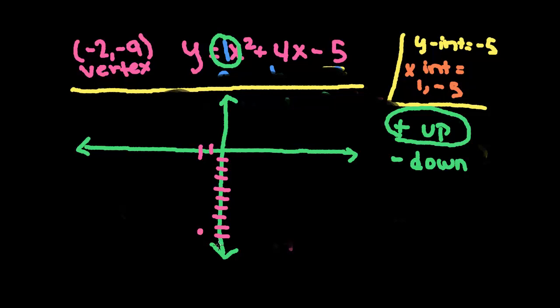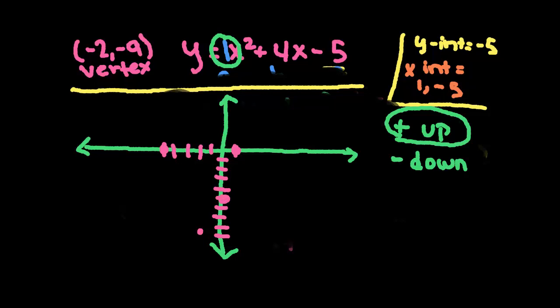Now I'm going to graph my two x-intercepts. So one of them is at negative 5. So that's 3, 4, 5. That's that point right there. And the other one is at 1, which is that point there. The y-intercept is at negative 5. 1, 2, 3, 4, 5. So that's that point there.